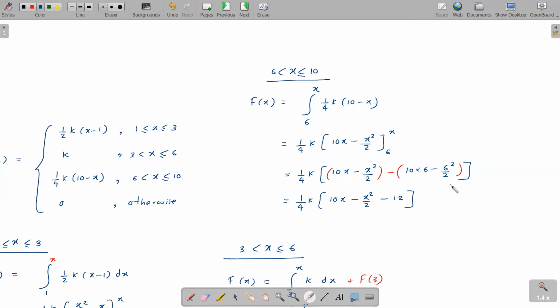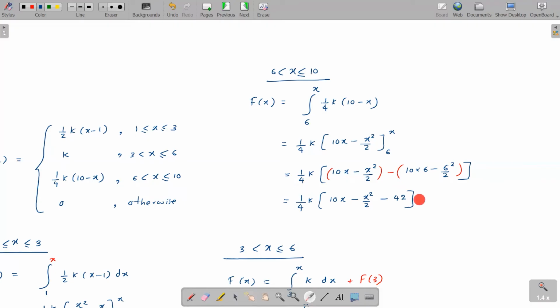10 into 6 minus 6 squared over 2. How much? This is 42. So minus 42 here. 10 into 6 is 60, minus 36 over 18. Okay, is that part okay? But we are not done. This is not the correct capital Fx answer, right?